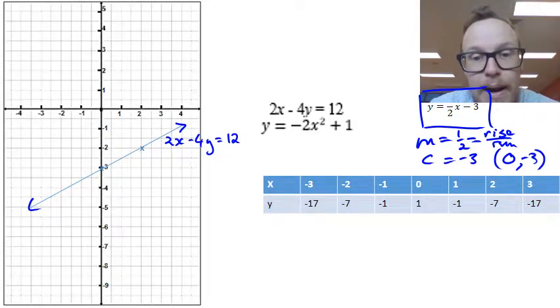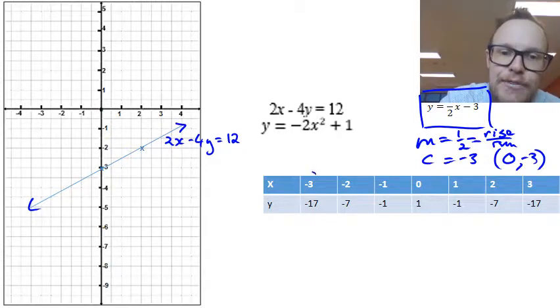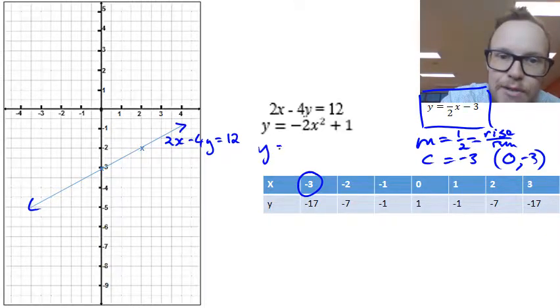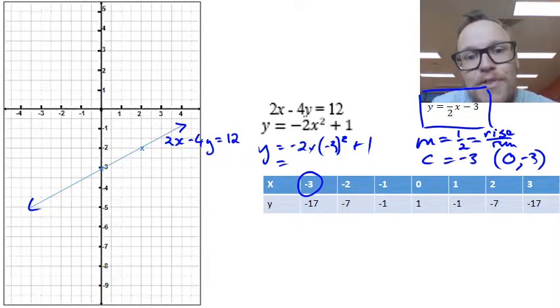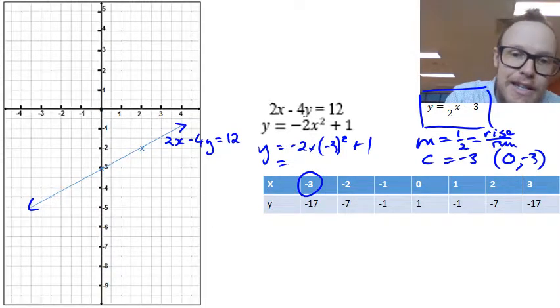Now for our parabola, what we need to do is substitute values in. So if I substitute in the value negative 3 into the equation, I get y equals negative 2 times negative 3 squared plus 1. Now we need to be very careful substituting negative values in, because a negative times a negative is a positive. So negative 3 times negative 3 is positive 9. Positive 9 times negative 2 is negative 18. Negative 18 plus 1 is negative 17.